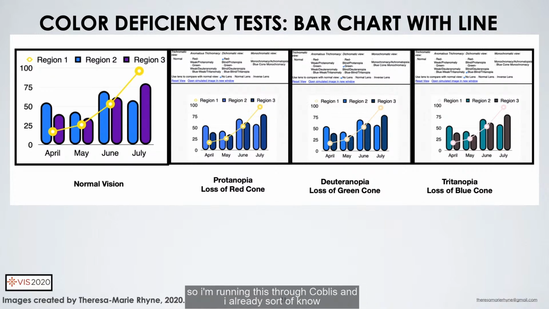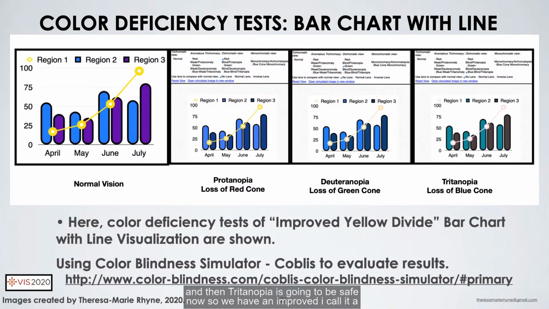So I'm running this through Coblis, and I already know that I've had to be careful and make sure that with the blues and the purples, if you have a deficiency, one's going to be a light blue and one's going to be a dark blue. We fixed that earlier in Adobe Color, and then tritanopia is going to be safe. Now, we have an improved yellow divide bar chart visualization.